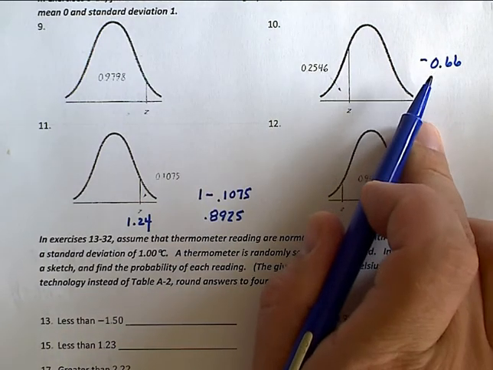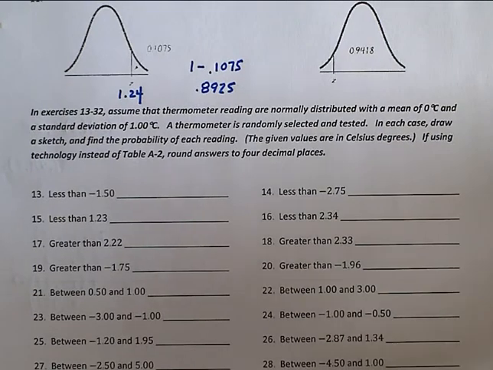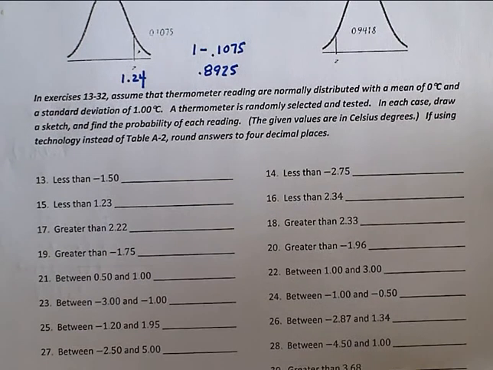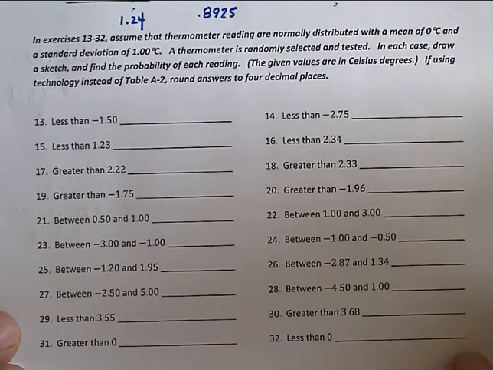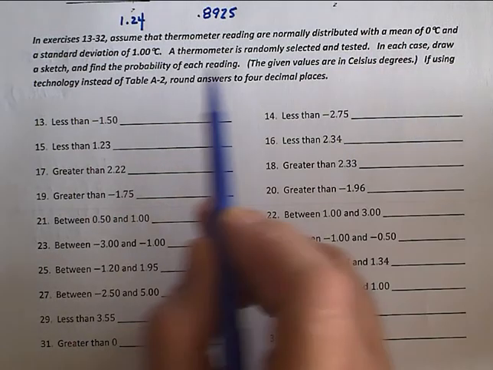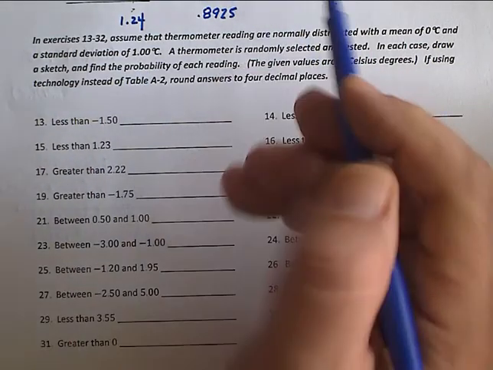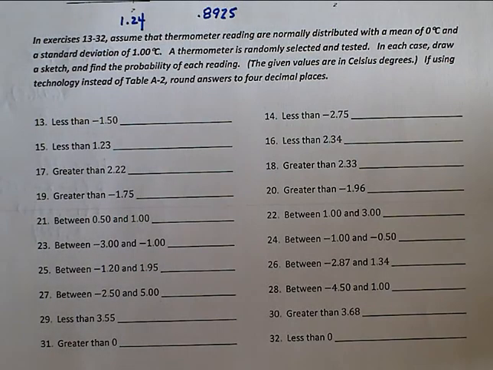Now the next group of problems is more of exactly the same thing. They give you a different scenario. This time we're dealing with a thermometer, but they're normally distributed with a mean of 0 and a standard deviation of 1. Well, that's what a standard normal distribution is. They're using exactly the same scenario, and then they're going to give us a bunch of different numbers, and they're asking you to find the probabilities or the area under the curve.